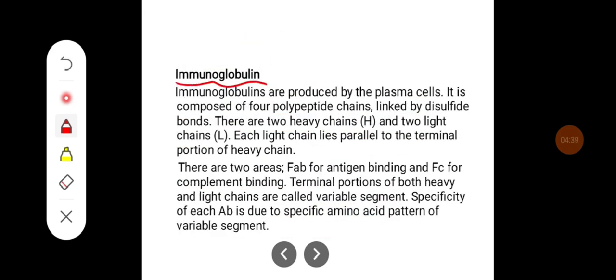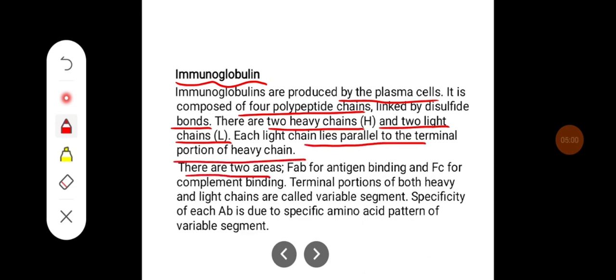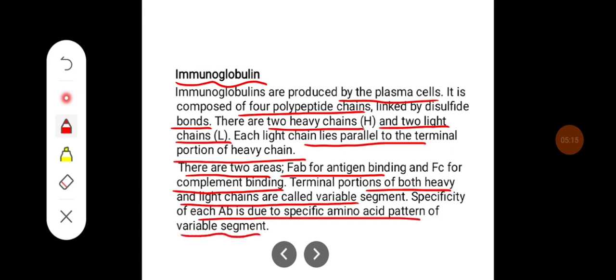Immunoglobulins. Immunoglobulins are produced by the plasma cells. It is composed of 4 polypeptide chains linked by disulfide bonds. There are 2 heavy chains which are denoted by H and 2 light chains which are denoted by L. Each light chain lies parallel to the terminal portion of a heavy chain. There are two areas, FAB for antigen binding and FC for complement binding. Terminal portions of both heavy and light chains are called variable segments. Specificity of each antibody is due to the specific amino acid pattern of the variable segment.